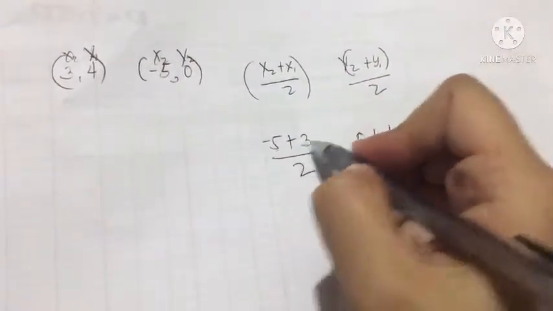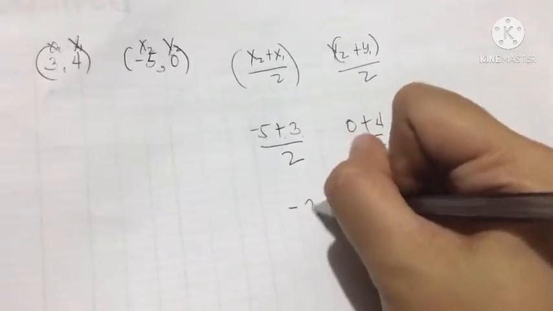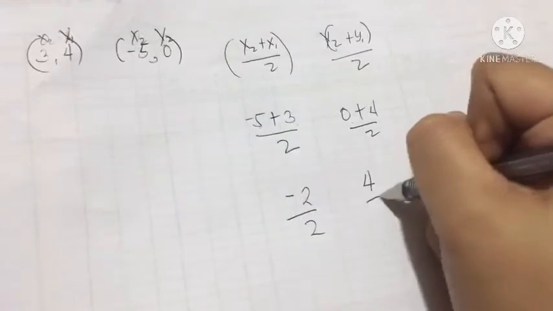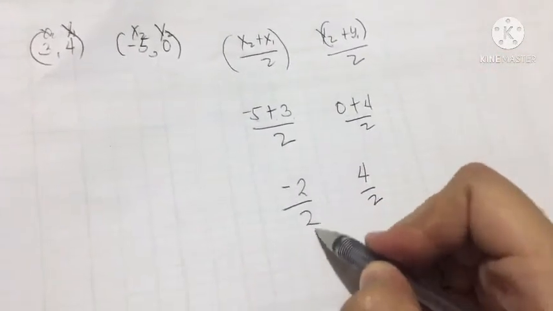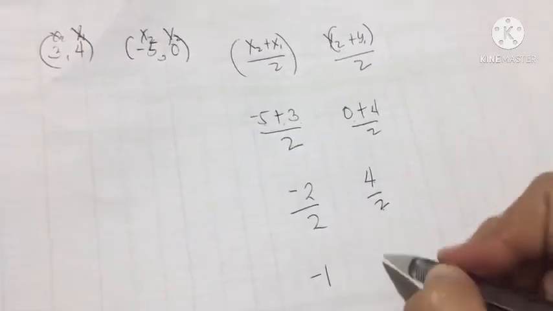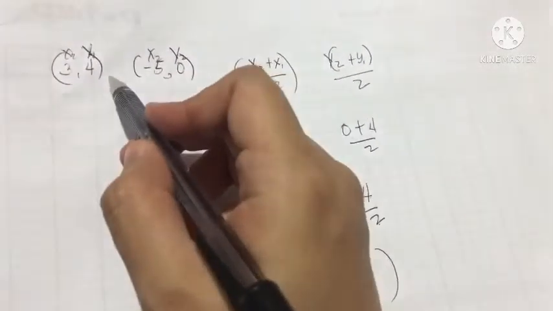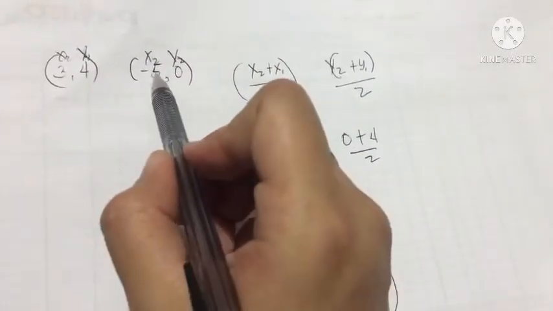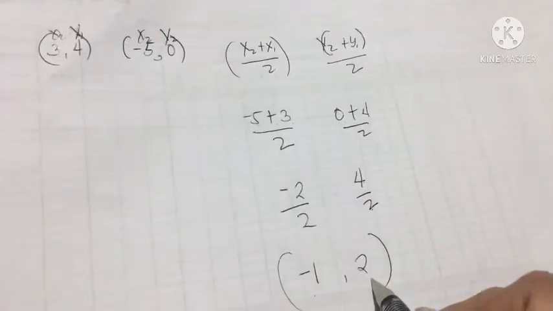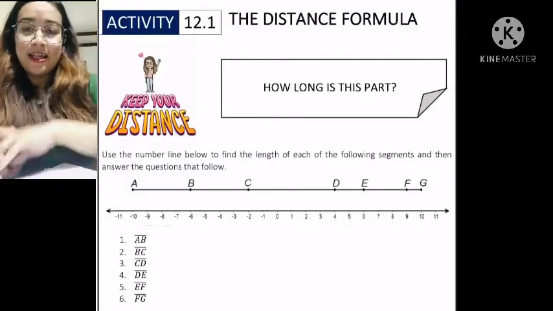So, negative 5 plus 3, ang sagot natin is negative 2 over 2. And 0 plus 4 is 4 over 2. Negative 2 over 2 is equal to negative 1, and 4 over 2 is positive 2. Therefore, yung midpoint niya from 3, 4 and negative 5, 0 is negative 1, 2. Okay? So, we're now done in lesson 12.